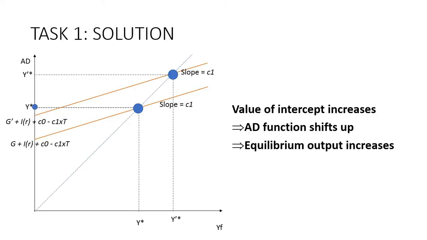So if we increase government spending, so G prime is bigger than G, then we have a bigger value of intercept, and the function will shift up. The value of the slope will not be affected, so basically we have just a parallel shift, and this corresponds to the new bigger equilibrium level of income, output, GDP.